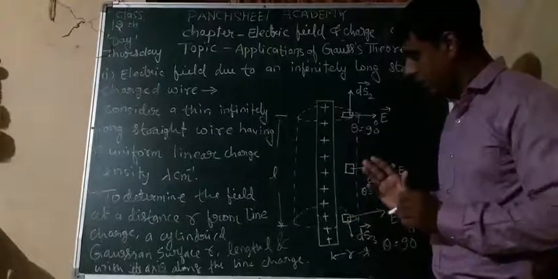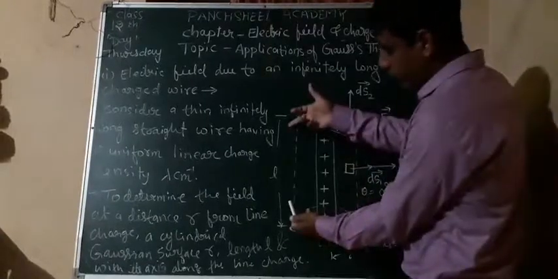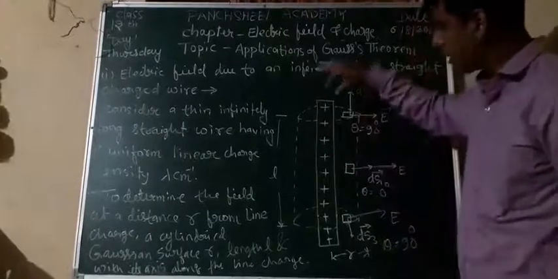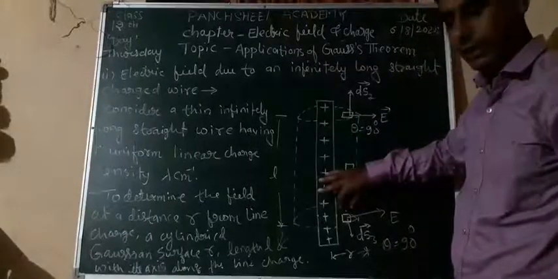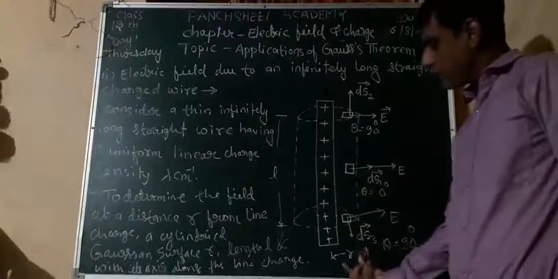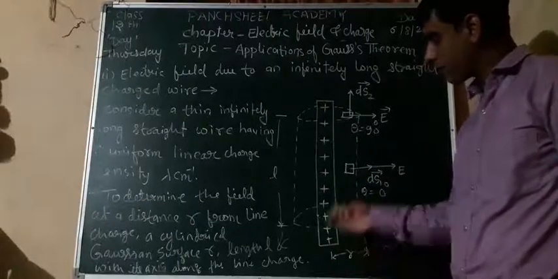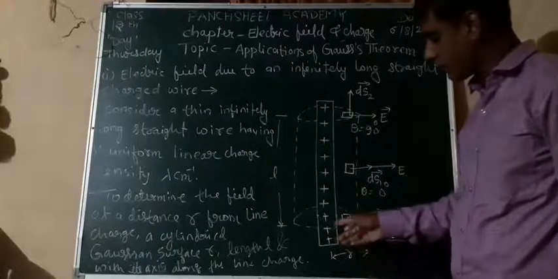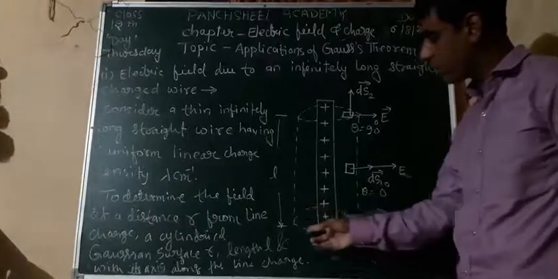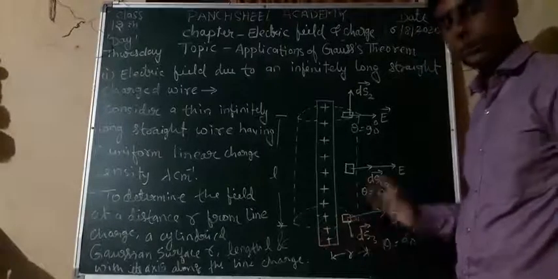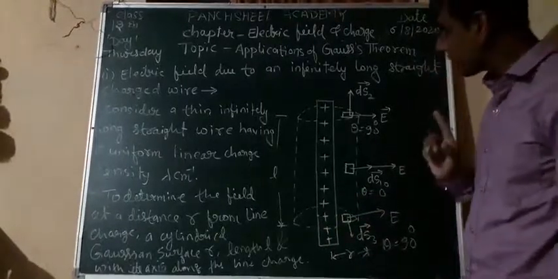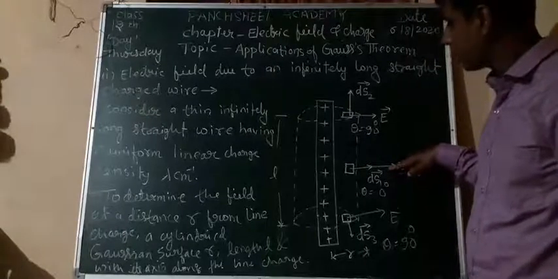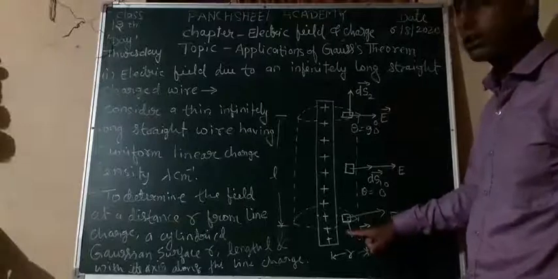Now this is the length of the charge, and if we consider the cylindrical surface, then this is one circle and this is the second circle. These are the radius from the axis to the surface. This is the radius of this circular surface. Now we consider three surfaces: surface 1, surface 2 and surface 3.